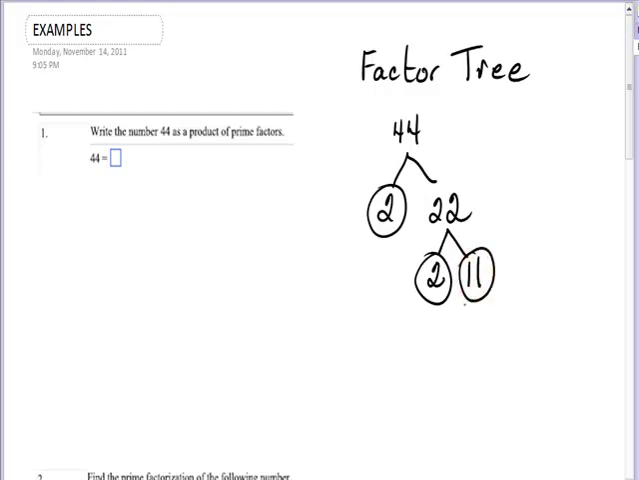So if I want to be able to write 44 as a product of prime factors, it is 2 times 2 times 11. And we might write that as 2 to the second power times 11.